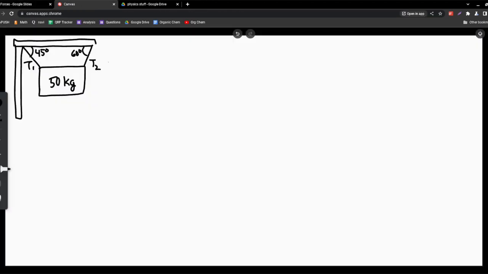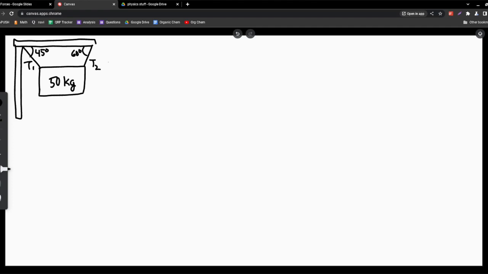So right here, I have this very poorly drawn system. Basically, there's a 50 kilogram mass being hung on 2 ropes that are at different angles from the surface at which they're being hung. And we're going to solve for tension 1 and tension 2.